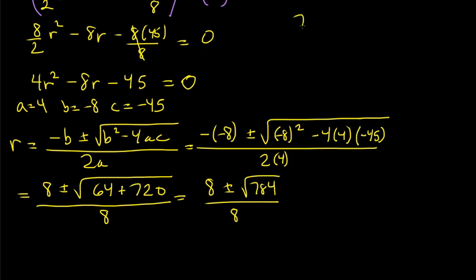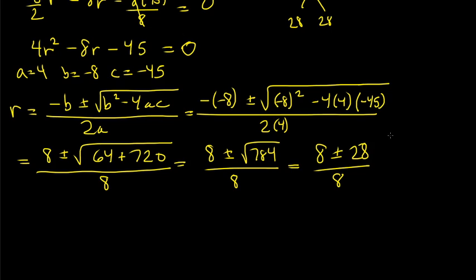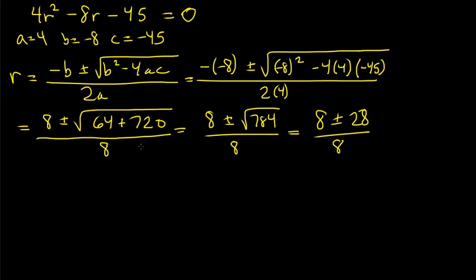So 784 is 28 times 28. It's a perfect square, so it's 28 squared. So this is just 8 plus or minus 28 all over 8. Okay, so now we've got to keep going. Be careful. It's not 8 divided by 8 is 1 plus or minus 28. I warned you about that already. Let's just do both the plus and the minus separately.